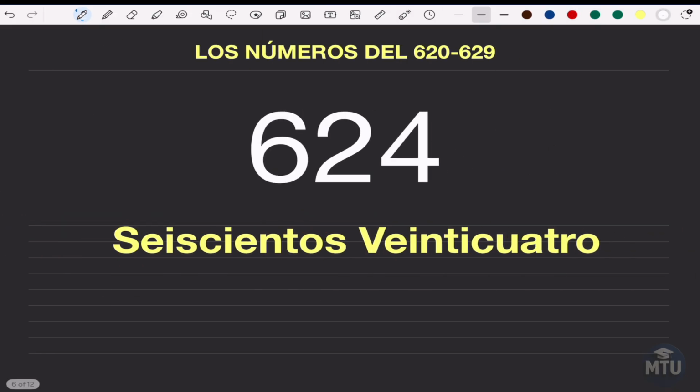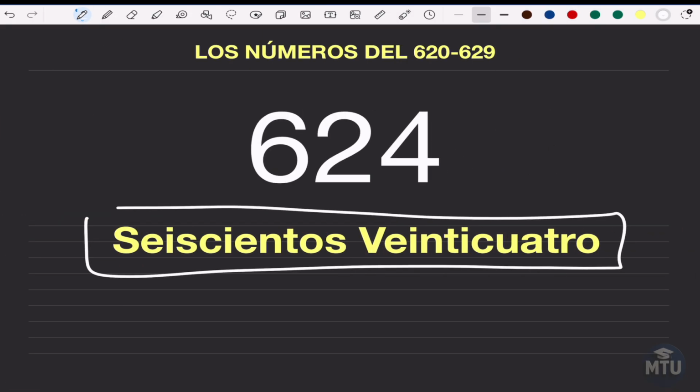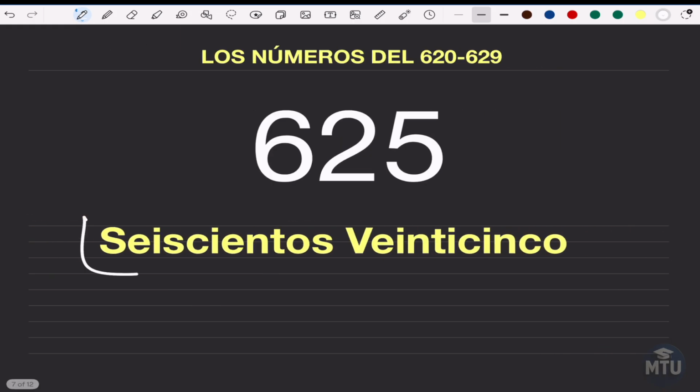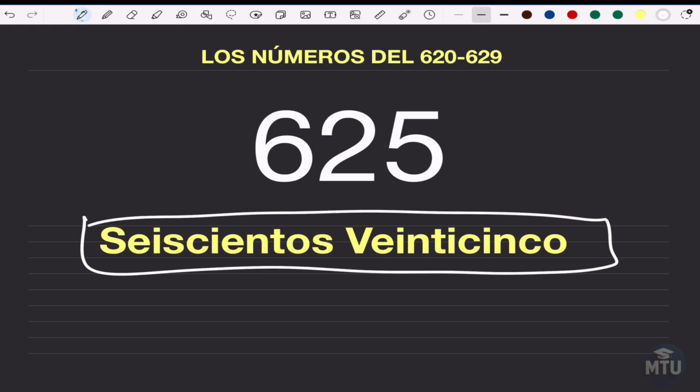Alright, ladies and gentlemen, this is 624. 624 is written like this in Spanish, and it is pronounced Seiscientos. The next number, 625. 625 is written like this in Spanish, and it's pronounced Seiscientos.